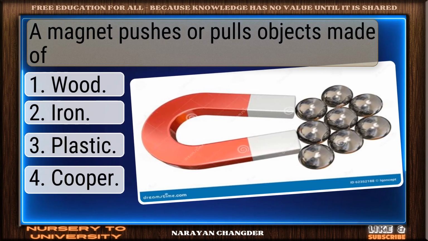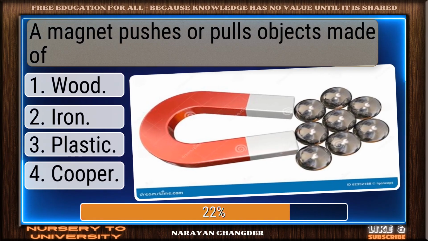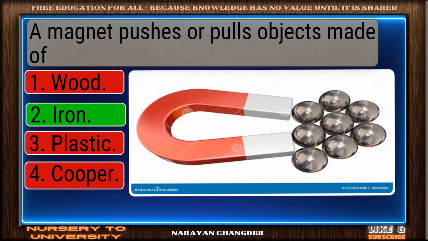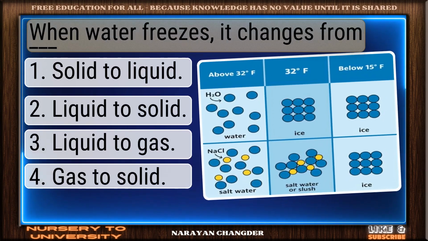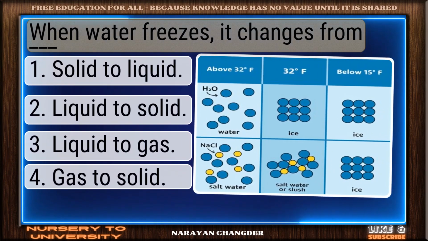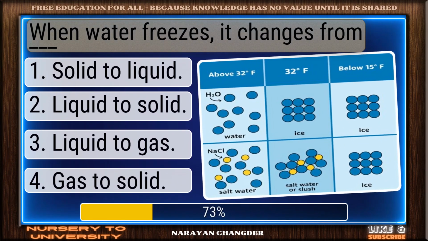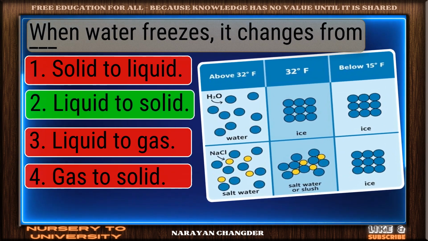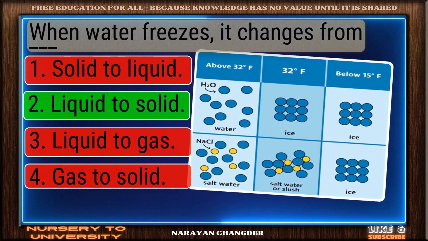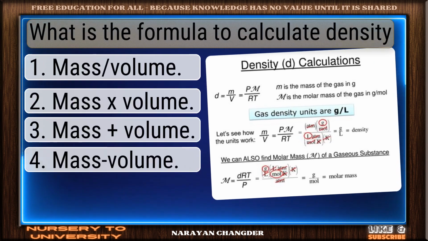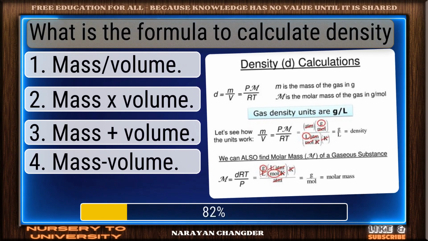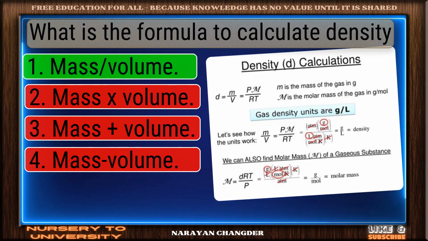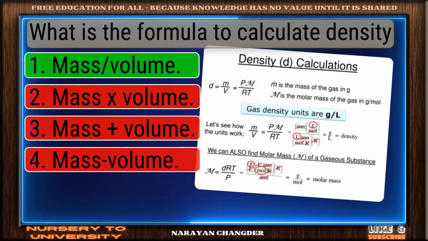A magnet pushes or pulls objects made of... You chose iron, and it is correct. When water freezes, it changes from dash. You got it. Your choice, liquid to solid, is right. What is the formula to calculate density? Valid point. Mass over volume is true.